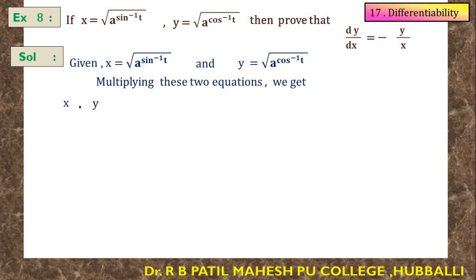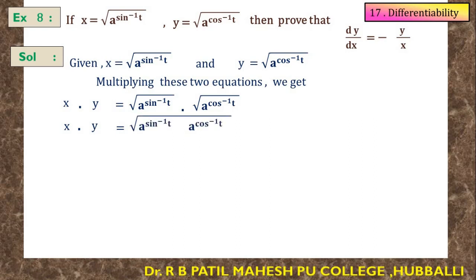x into y is equal to root of a raised to sine inverse t into root of a raised to cos inverse t. On the right side we can take a common root of a raised to sine inverse t into a raised to cos inverse t. So taking only one root and multiplying. Now the base a is the same. Therefore using laws of indices, the right side can be written as a raised to, powers are added, that is a raised to sine inverse t plus cos inverse t.